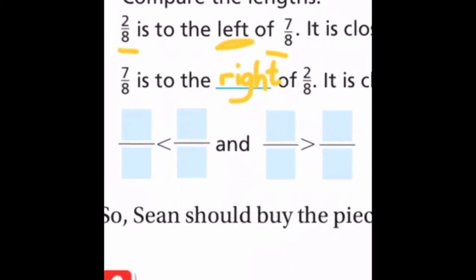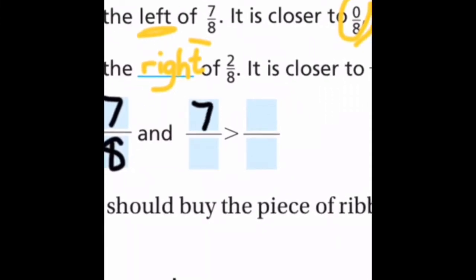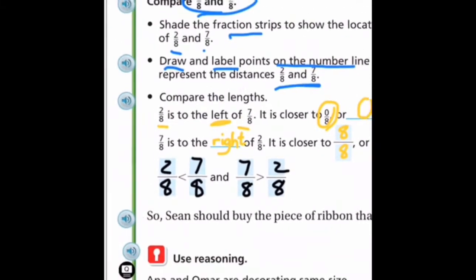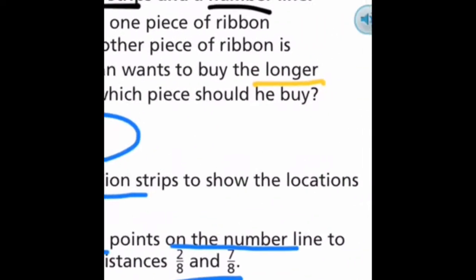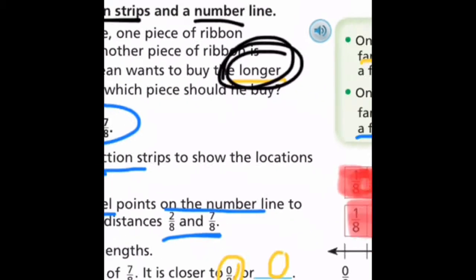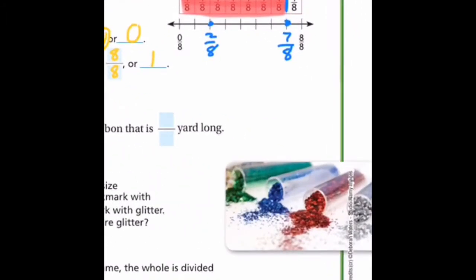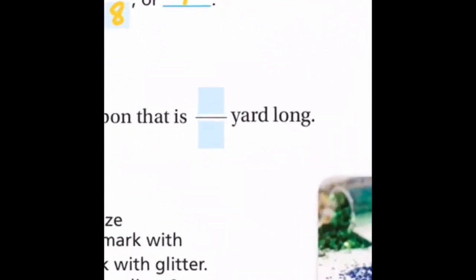Okay, so now we need to write our fractions in. We know we're looking at 8s. One of them is less than the other. 2/8 is less than 7/8, and 7/8 is greater than 2/8. So, which piece should Sean buy? Again, he was looking to buy the longer piece. And the longer piece then would be this guy right here, right? So that's the one that is 7/8 yard long.